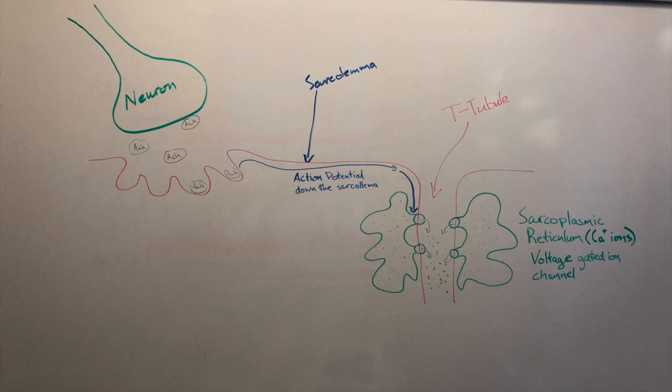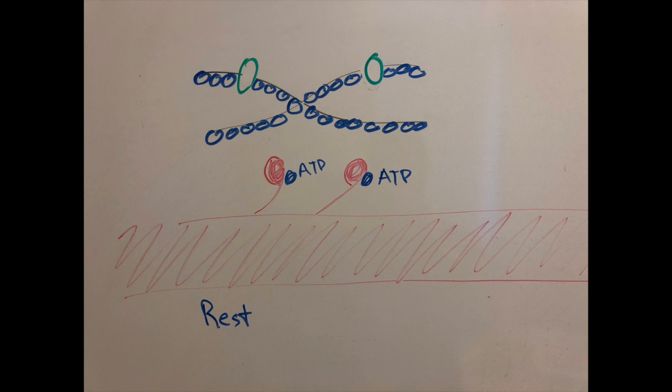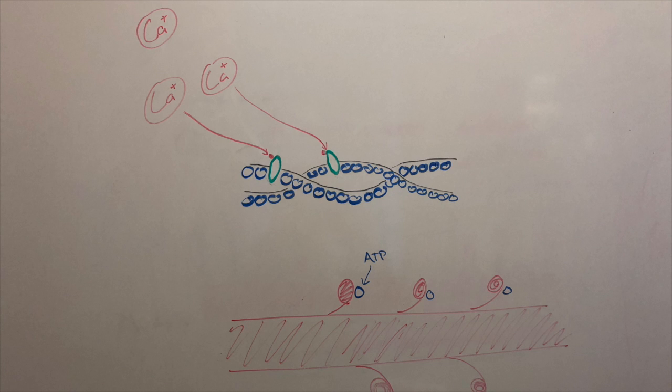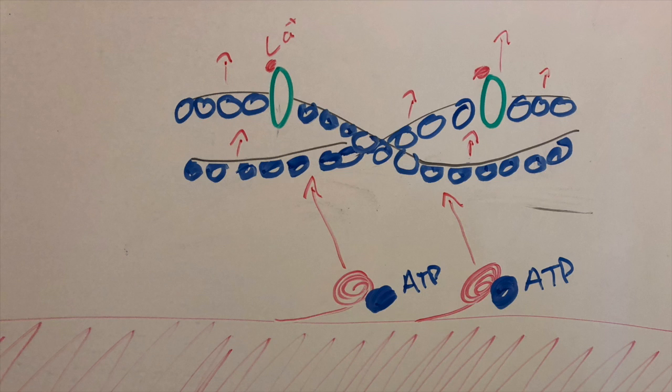The action potential creates a voltage difference, and being that the reticulum is a voltage-gated ion channel, it releases calcium ions to travel down into the T-tubule to bind to the actin. The myosin heads contain ATP, used for energy later on in the action of contraction. Calcium ions released from the sarcoplasmic reticulum bind to troponin, exhibiting a conformational change of the protein, and pulls the tropomyosin away from the actin chain.